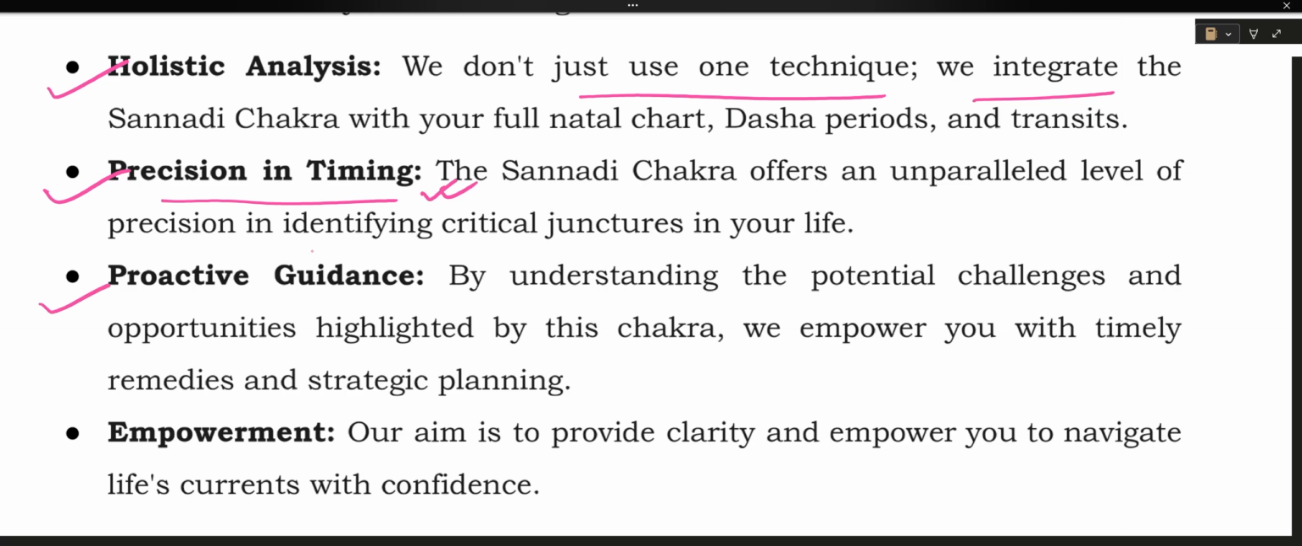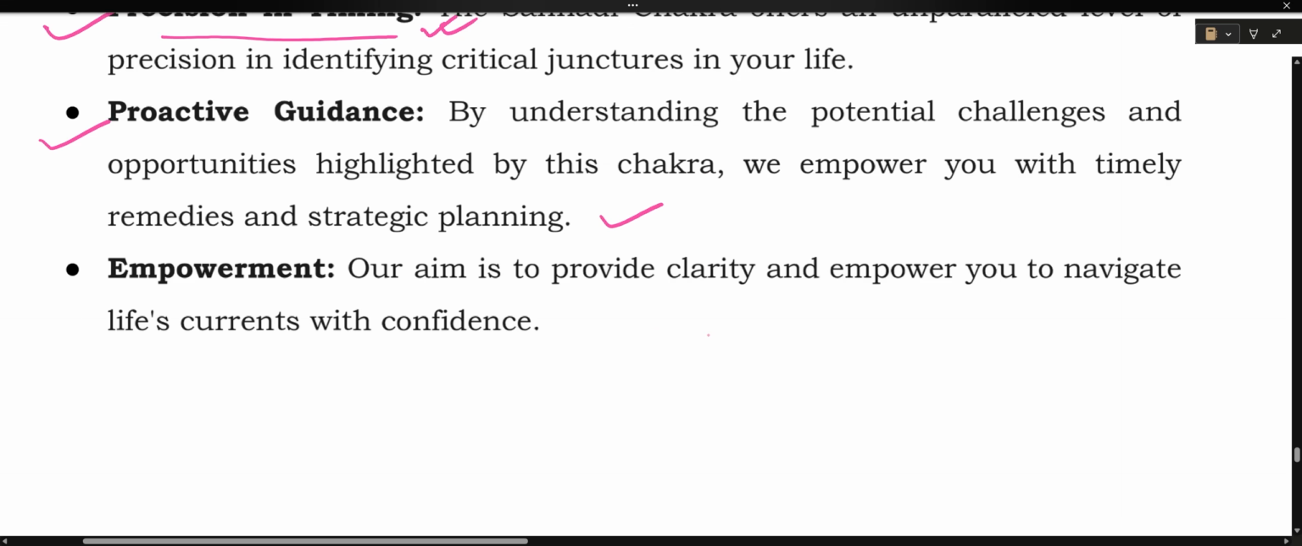Next we have proactive guidance, understanding the potential challenges and opportunities highlighted by the chakra, and then we empower you with timely remedies and strategic planning. We offer some remedies to overcome the difficult times or minimize the severe impact. Next we have empowerment. Our aim is to provide clarity and empowerment to navigate life's currents, that is the different ups and downs, with confidence.